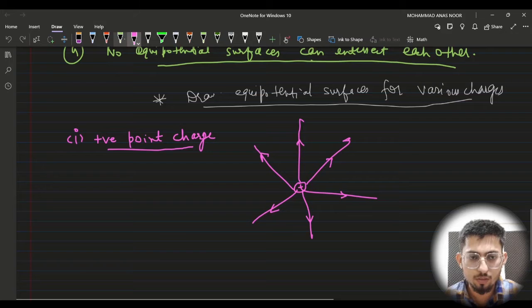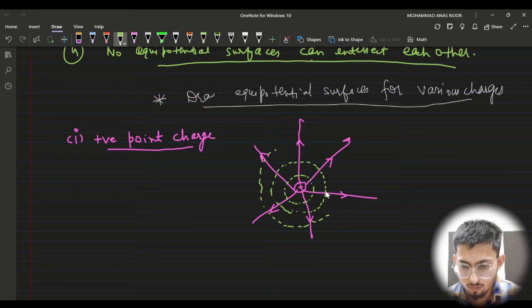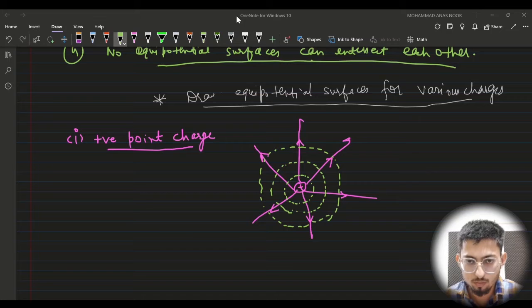Want to draw the equipotential surface for it? What would that be? It would be concentric circles. Like this. Why is each of these circles an equipotential surface? Can you tell me the reason? Why is each one of these an equipotential surface?